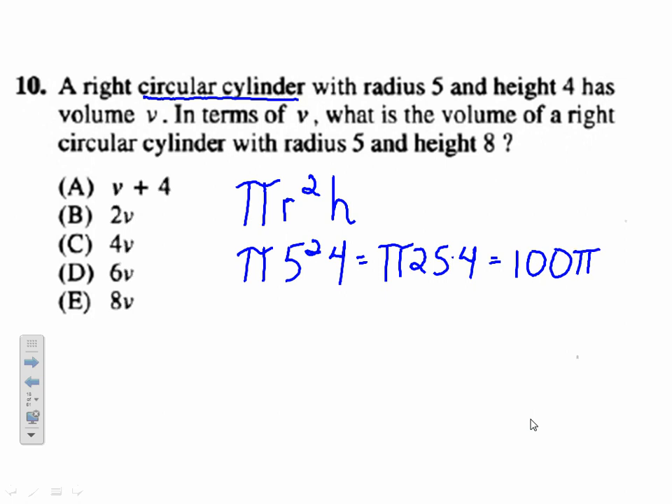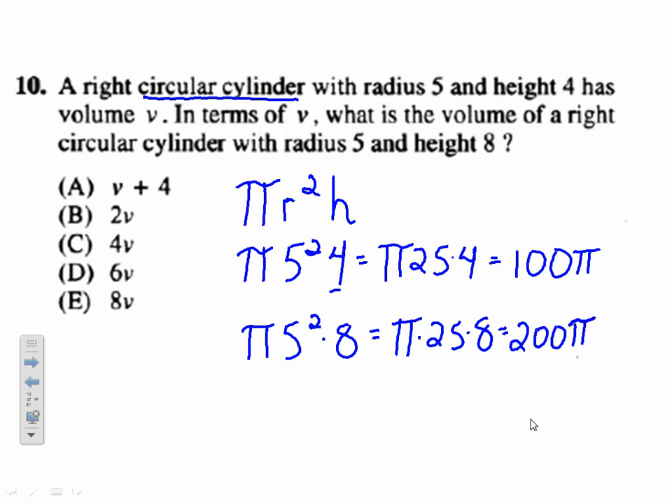Now they're just changing the height by increasing it to 8. Nothing else is changing. The radius is staying the same. So now you're just plugging in h as the height, which will give you pi times 25 times 8, which will give you 200 pi. And the last step you could do, since they want to know the volume of this new cylinder in terms of the original, you could divide.